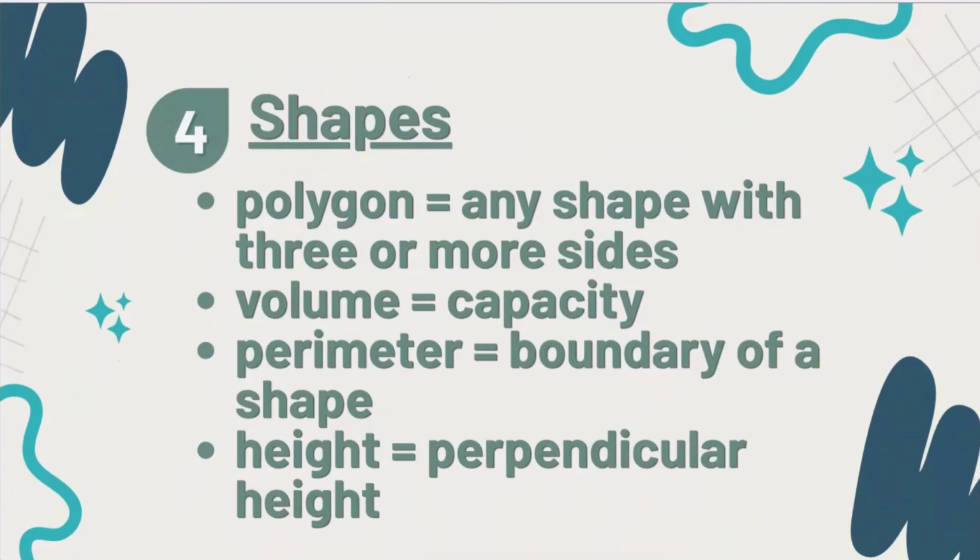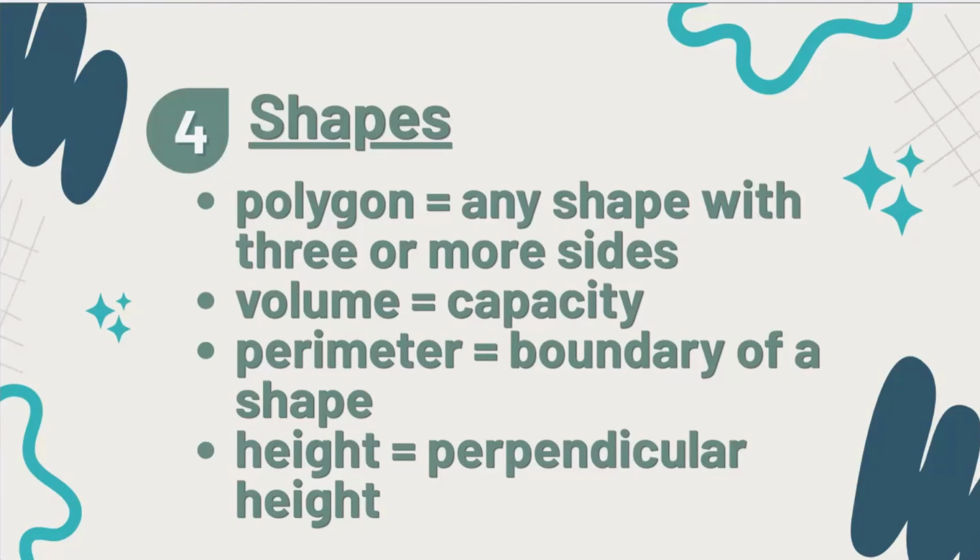It is a polygon. If the sides are 3 or more, it will be a polygon. So don't get confused with the language again. They are all polygons. Volume is the same as capacity. So if they use the word capacity in the question, they're asking you to find the volume.